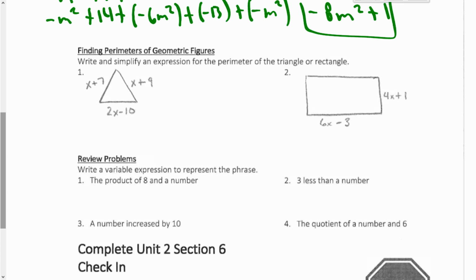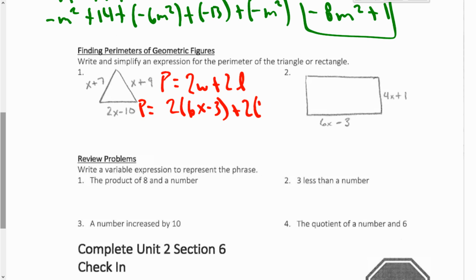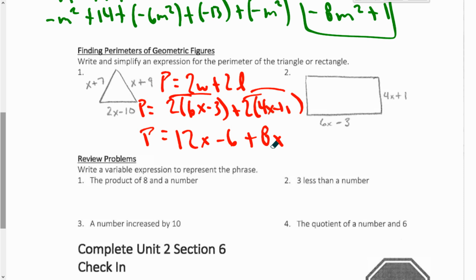To find the perimeter of a rectangle, we could just add up all the sides if we want. We can also use our formula, which you've probably learned in the past, which is 2 times the width plus 2 times the length. So in this case, that's going to be 2 times 6x minus 3 plus 2 times 4x plus 1. So as you can see, we're going to have to distribute here. So we'll wind up with 12x minus 6 plus 8x plus 4.